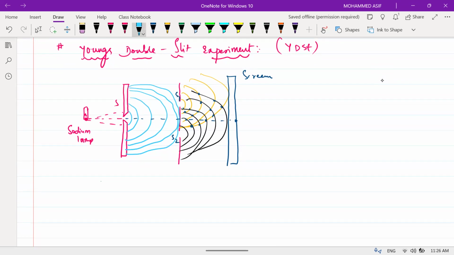So if you see it very carefully, at the center we get a central bright point. Or we can say this is white color. Am I clear? The central part will always be white color, white light.